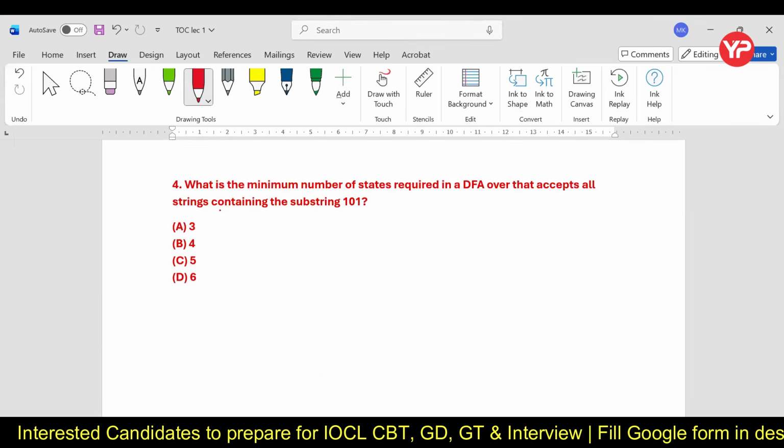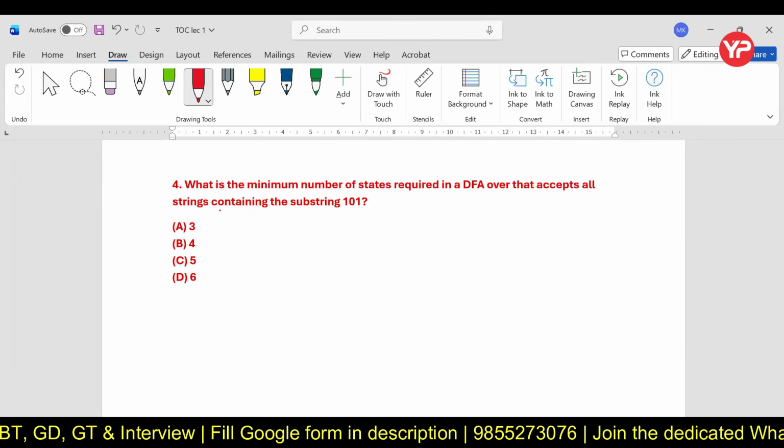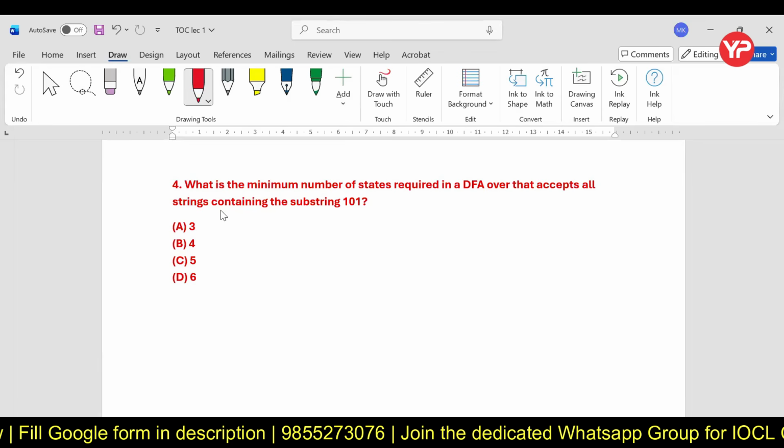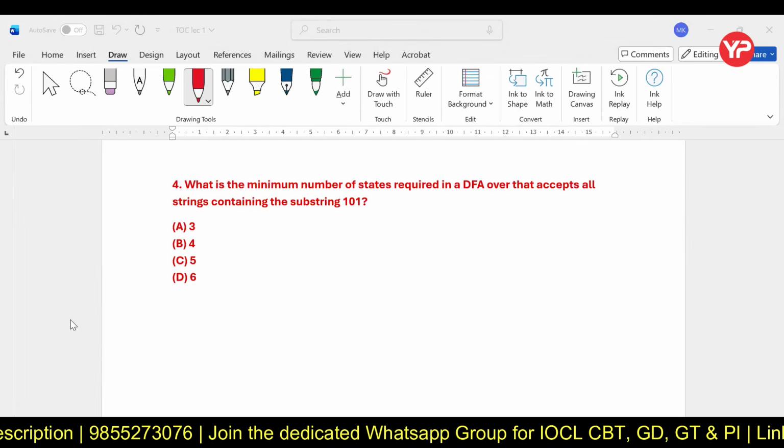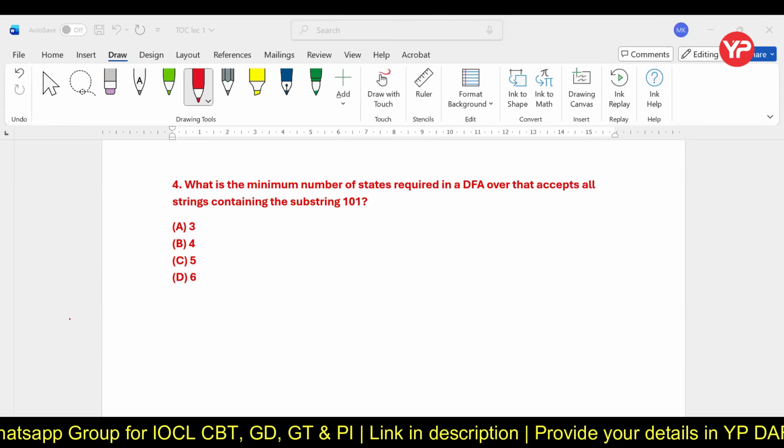Next, what is the minimum number of states required in a DFA that accepts all strings containing the substring 101? Please do it. Do it fast. Okay, dear students, so yes, 4 is the right answer.